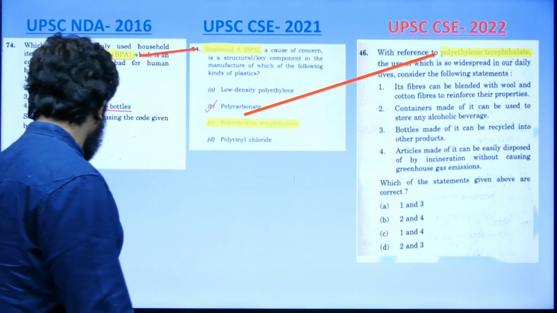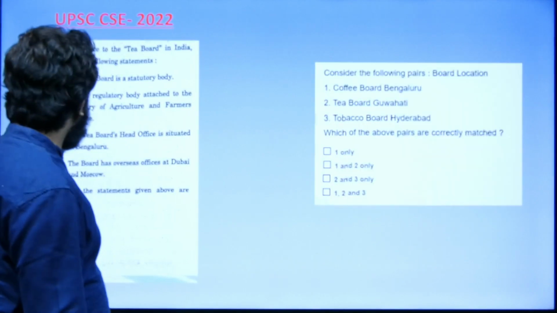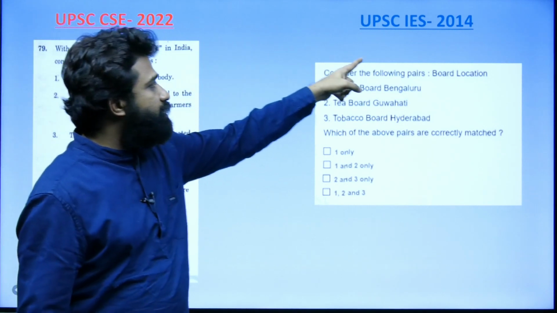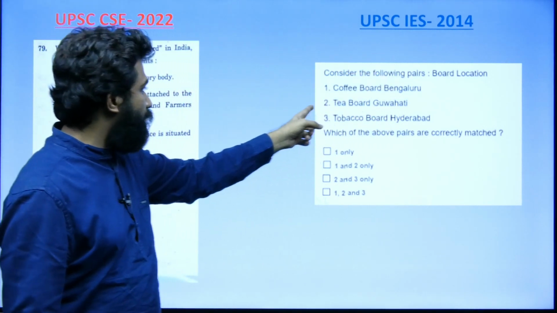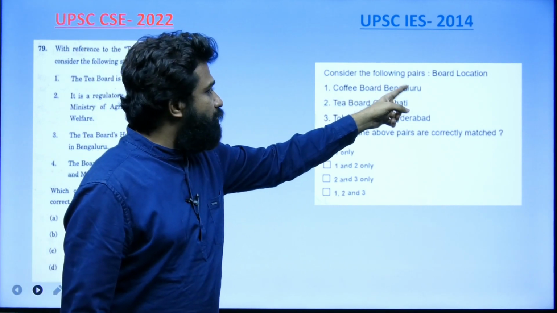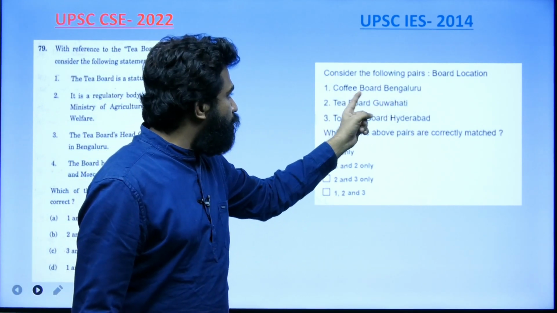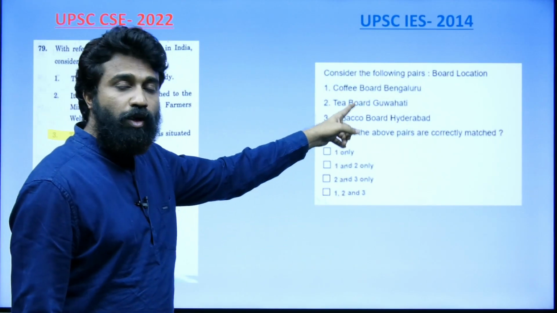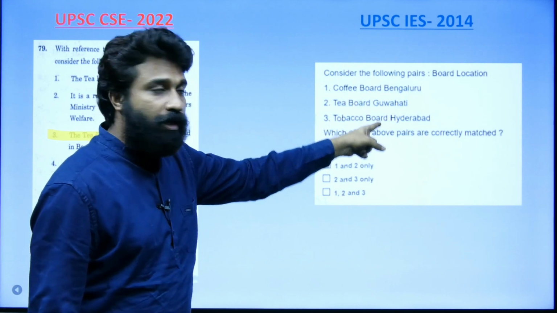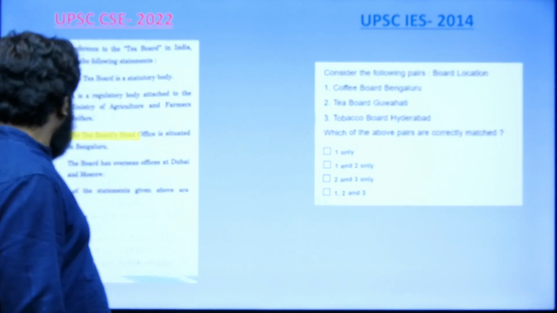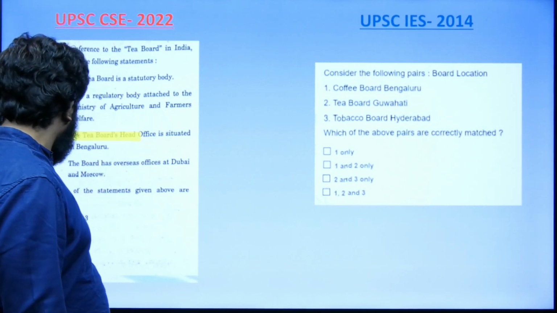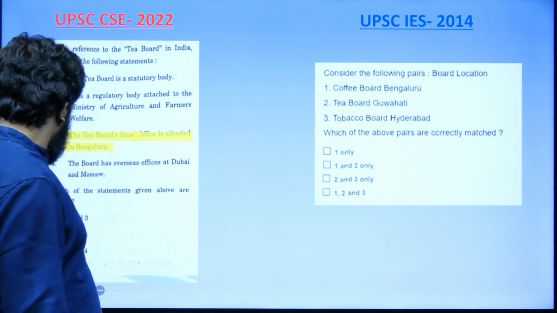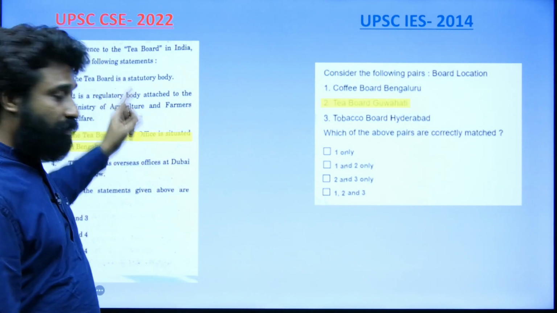I have shown you the testimony, and I am showing you one more testimony here. See here, the 2022 question was taken from the UPSC IAS exam in 2014. Regarding pairs that were asked, the location of the boards: coffee board, Bangalore; tea board, Guwahati; and tobacco board, Hyderabad. Here they are asking the location of the coffee board, tea board and tobacco board. Actually the tea board's office is situated in Bangalore, like this is the statement: tea board in India, consider the following statements. So when it is asked in UPSC in 2014, again it is reflected in 2022.